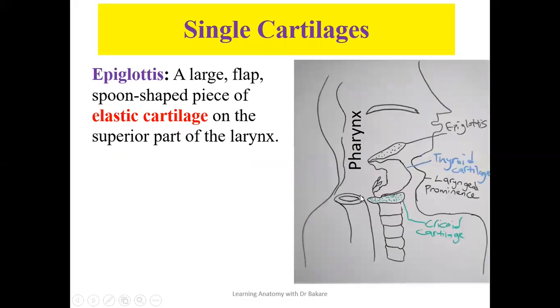Then the third unpaired type of cartilage, or single cartilage, is the epiglottis. The epiglottis is shaped like a spoon. It is an elastic type of cartilage and it is seen at the upper border. It's like a flap that tends to flip upward or backward depending on what is coming into the larynx. So it tends to control substances that enter into the larynx.